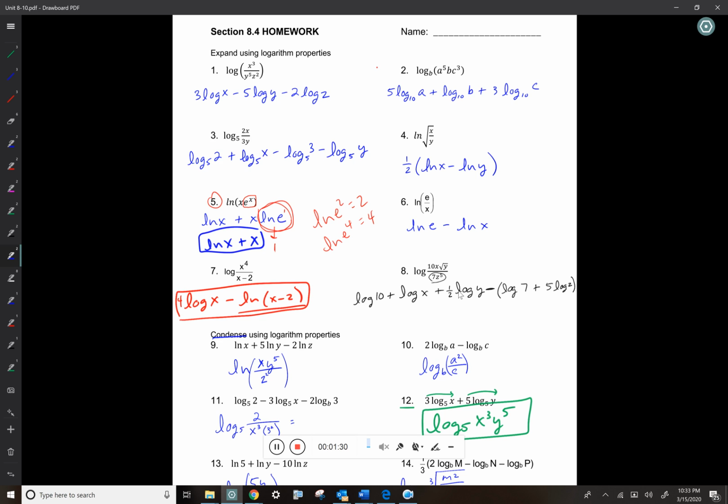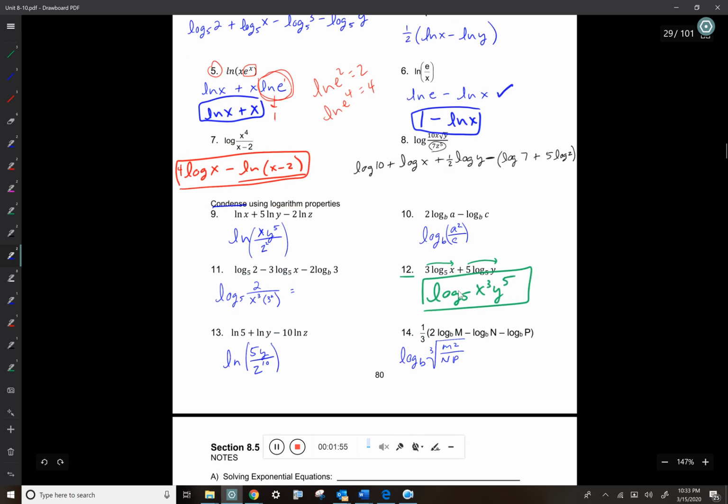Then if you look at number 6, the natural log of e, we just said, is 1. So we could write this as 1 minus the natural log of x. I'm not saying you were wrong for this particular homework if you had the other version, but when we take a test or a quiz, I would want you to simplify the natural log of e to just be 1. I just wanted to point that out to you.